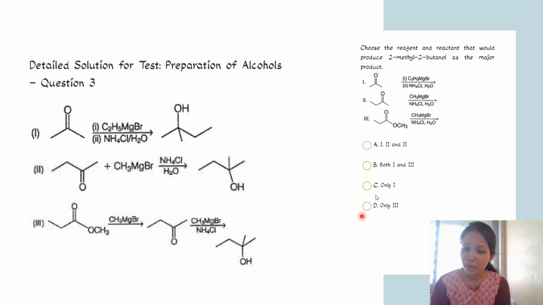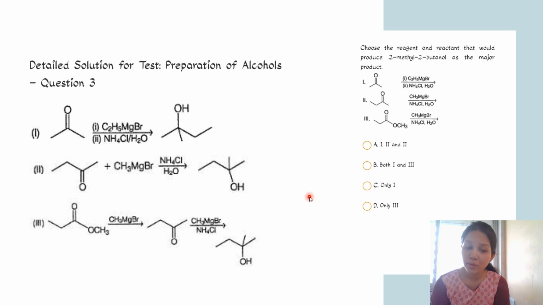Okay, so what were the options in the question? Option A is 1, 2, and 3. Okay, this will be 1, 2, and 3. Okay, and option B was both 1 and 3. They are not including the reaction 2. C was only 1 and D is only 3.